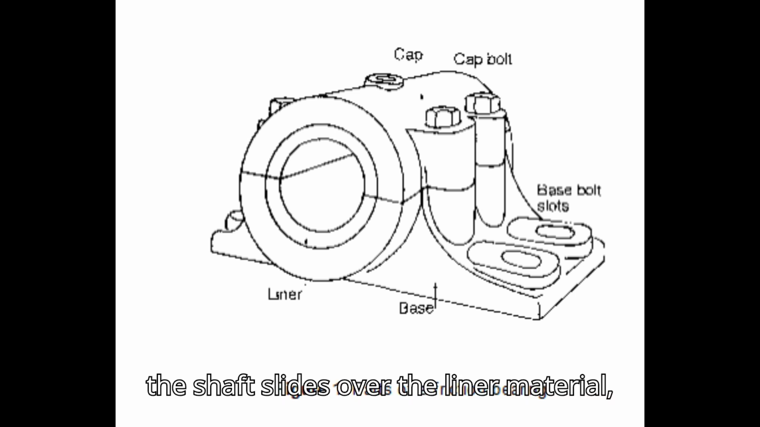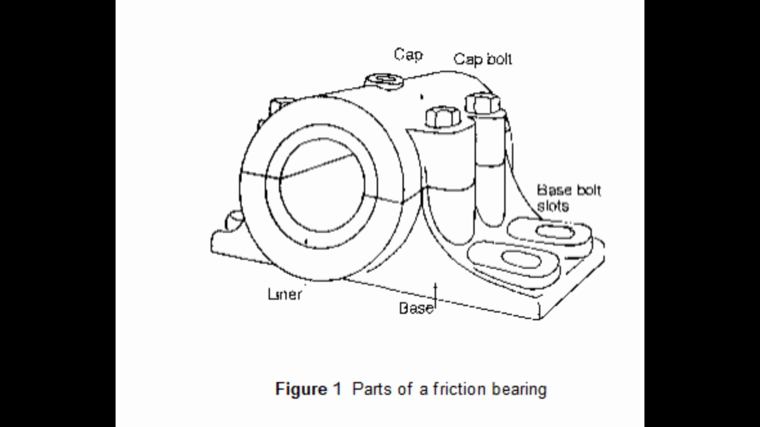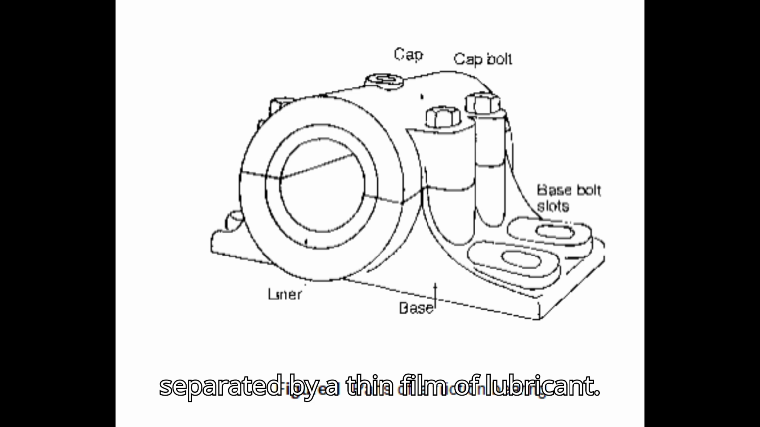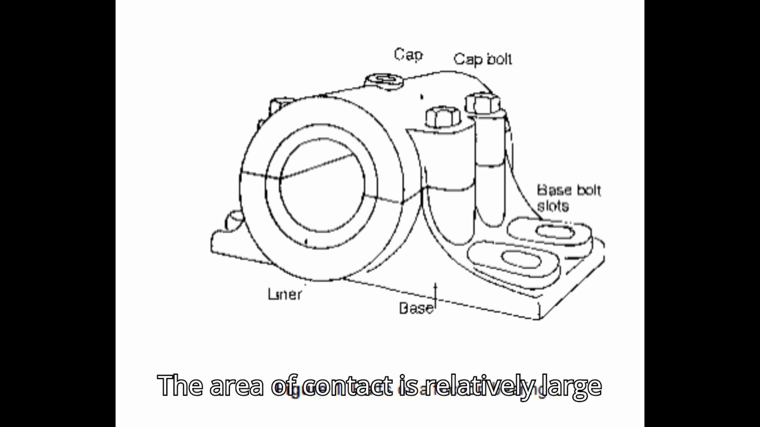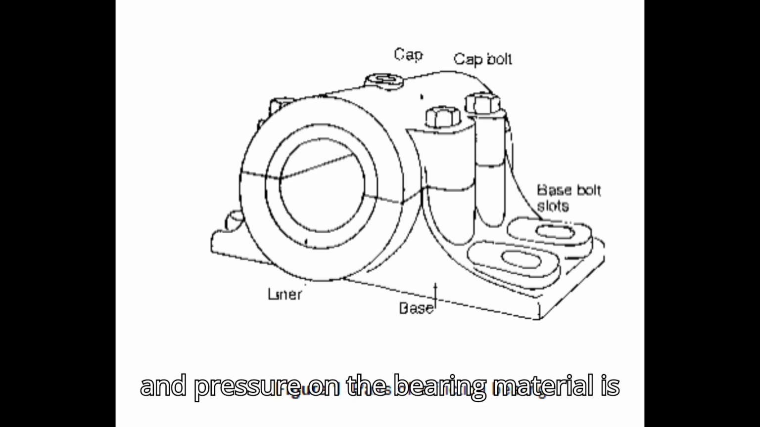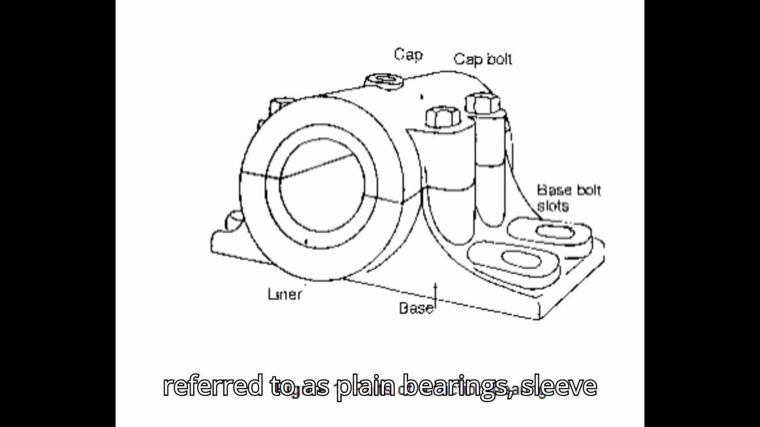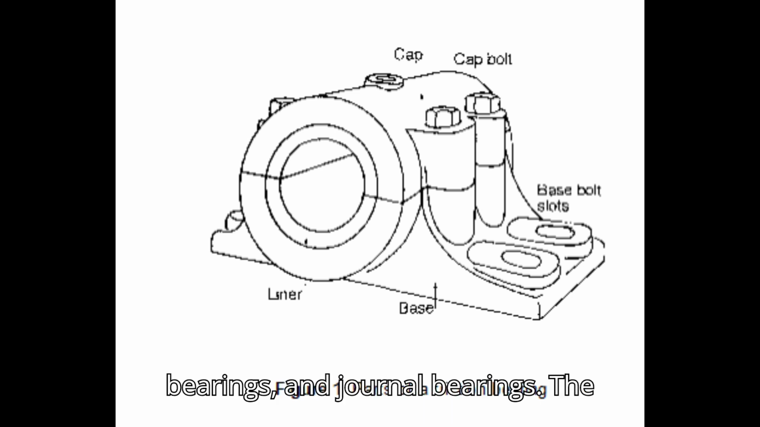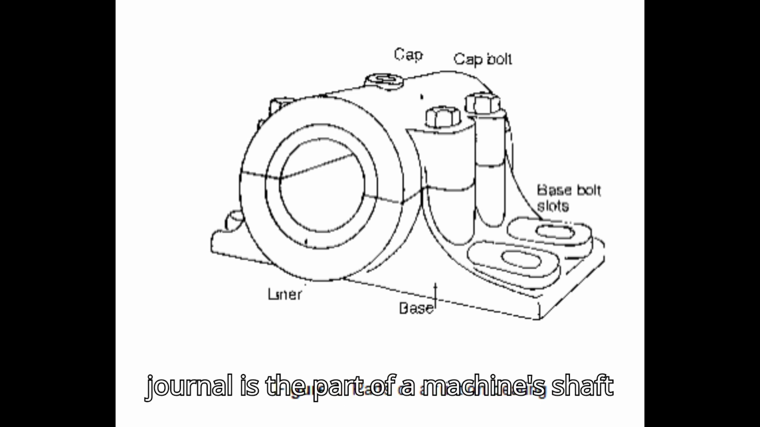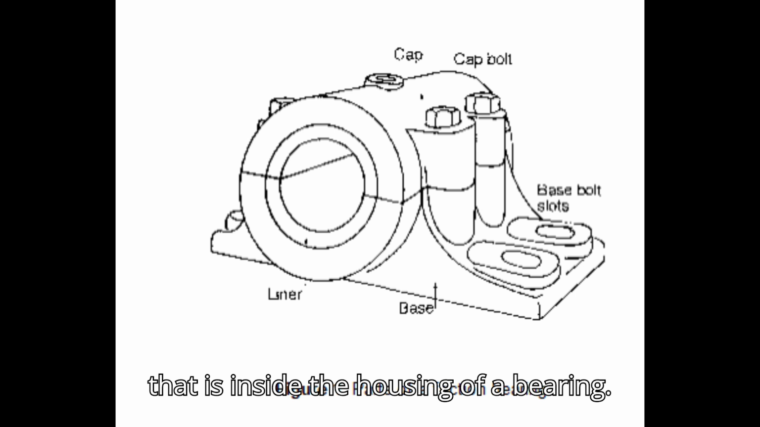In use, the shaft slides over the liner material, separated by a thin film of lubricant. The area of contact is relatively large, and pressure on the bearing material is usually low. Friction bearings are also referred to as plain bearings, sleeve bearings, and journal bearings. The journal is the part of a machine's shaft that is inside the housing of a bearing.